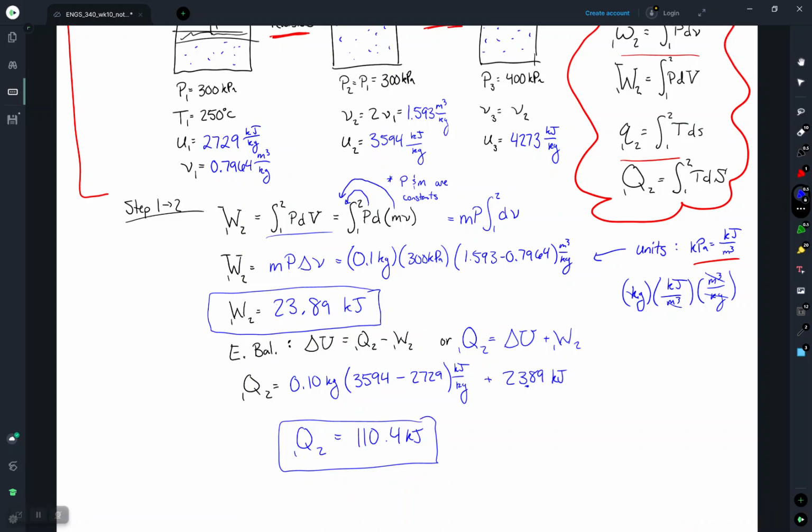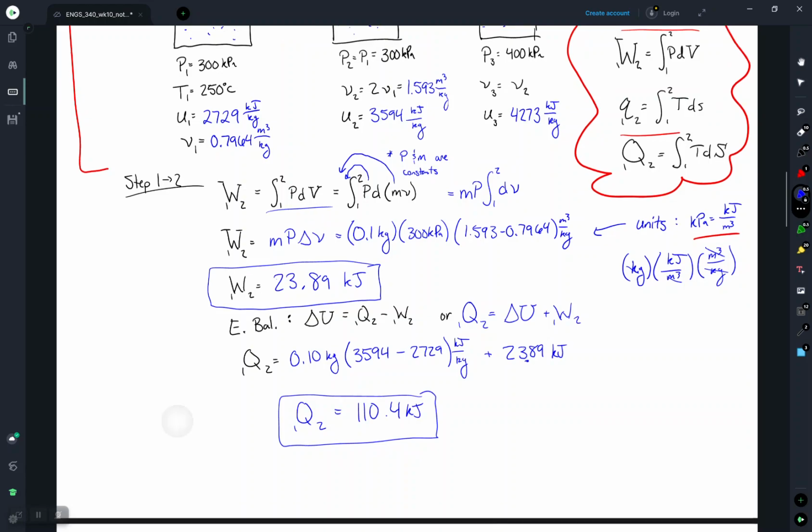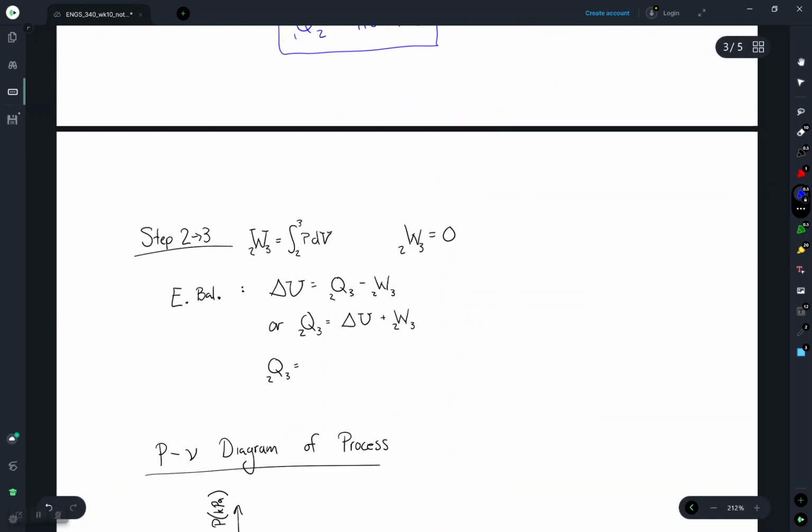We can then move on to the next step, step 2 to 3. And again here you may want to pause a little bit to make sure that you can catch up. But step 2 to 3, we don't have a change in volume. So this was the step that by definition was constant volume. So we have a constant V, which means W is equal to 0.